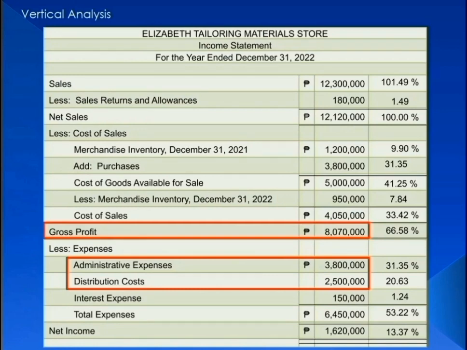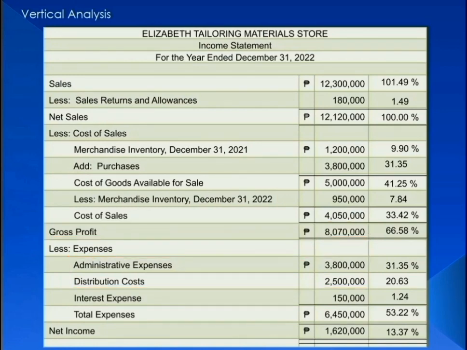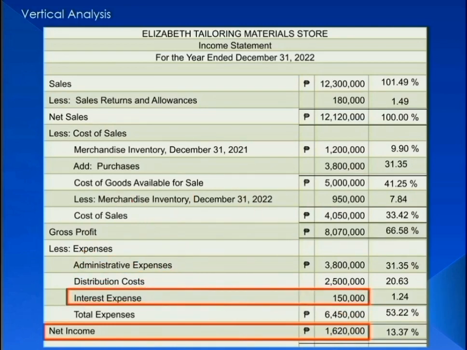The second way is to add back to the net income of 1,620,000 the income tax, although there is zero in this income statement, and the interest expense of 150,000. That gives us the same operating profit of 1,770,000.